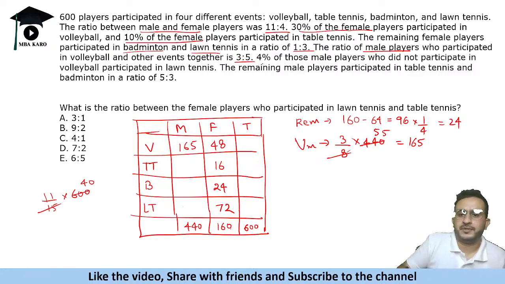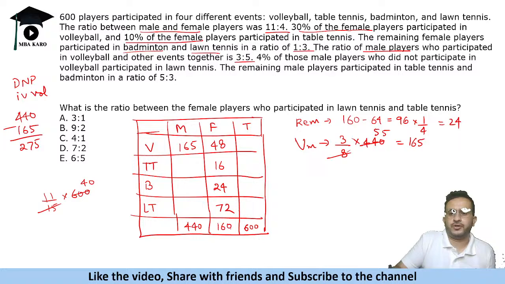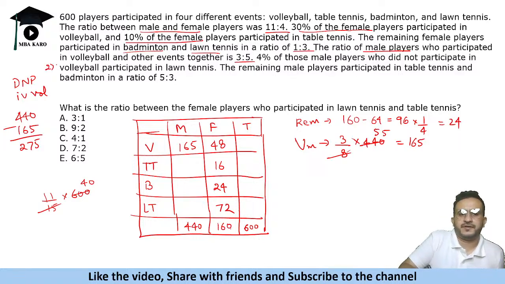4% of those male players who did not participate in volleyball. Volleyball में 165 हो गए. Did not participate in volleyball कितने हो जाएंगे? Total is 440. 165 participated in volleyball. So 275 did not participate in volleyball. 275. इनका 4%. Okay.